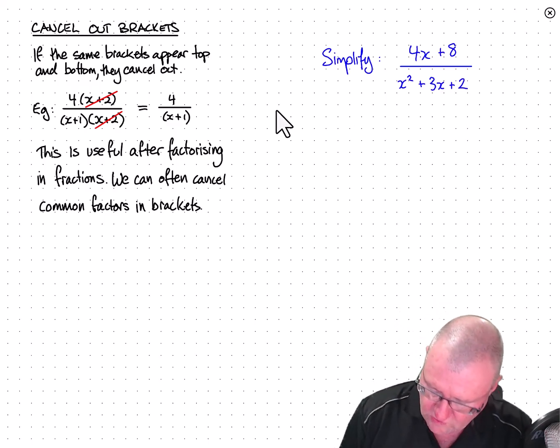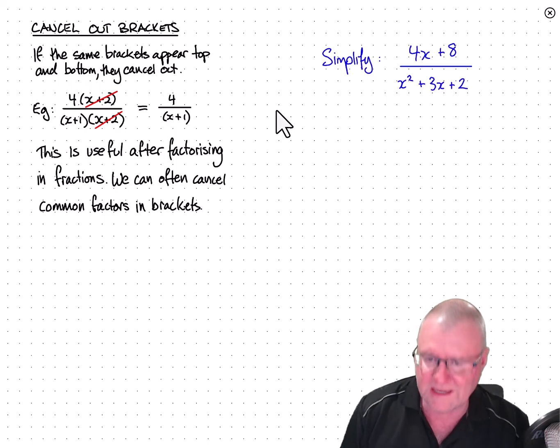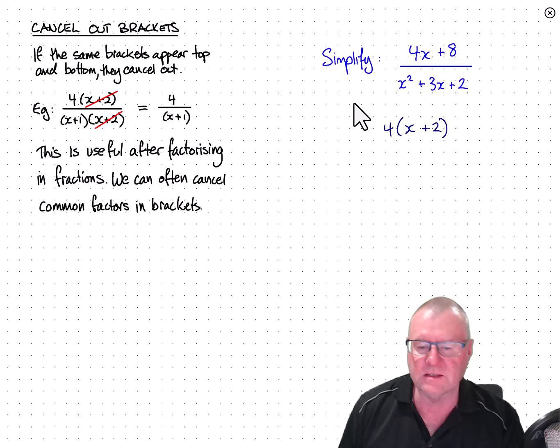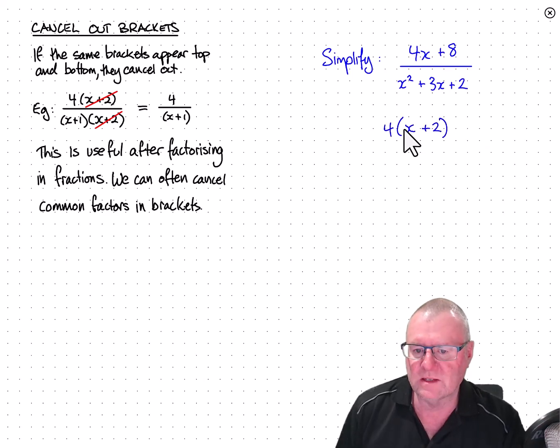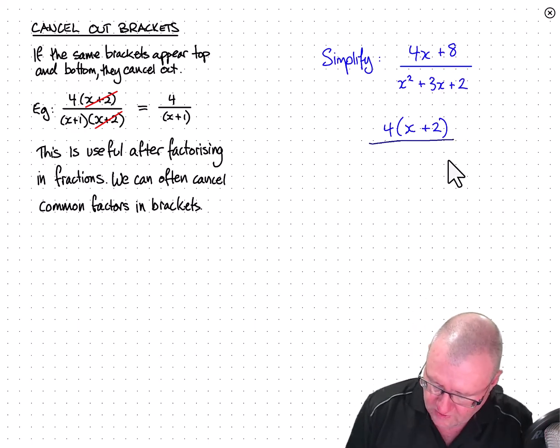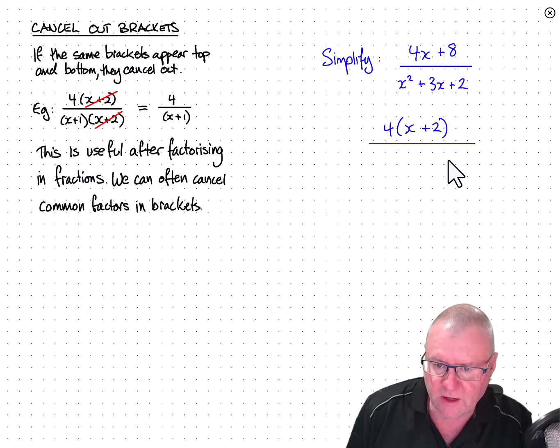So let's do that. Looking at the 4x plus 8, there's a common factor of 4. So if I pull that out the front, I get this. So using my common factor skills, 4 fits into both of these. I pull it out the front. 4 times x gets me my 4x. 4 times 2 gets me my 8. All right. So the top, once I've factorized it, I can write it like that.